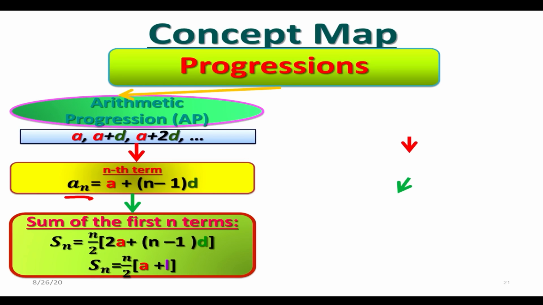Now, the sum of the first n terms could be found by two different formulas. The first one, S_n, which stands for the sum of first n terms, is n over 2 times 2a plus n minus 1 times d. And the second one, n over 2 times a plus l, where a is the first term and l stands for the last term actually. So the second formula is applied when you already know the last term.